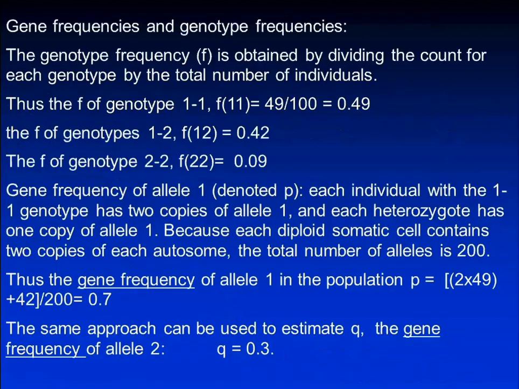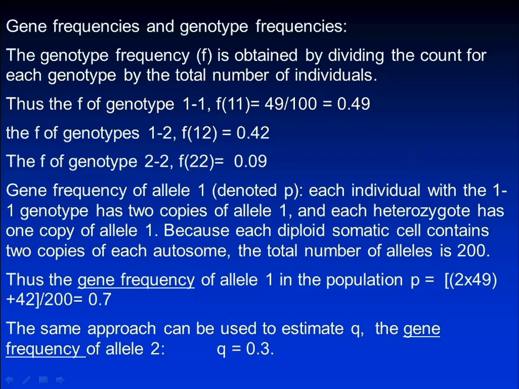The genotype frequency is obtained by dividing the count for each genotype by the total number of individuals. The frequency of genotype 11, denoted F11, equals 49 divided by 100. That's 0.49. Using the same method, we can obtain F12 and F22.